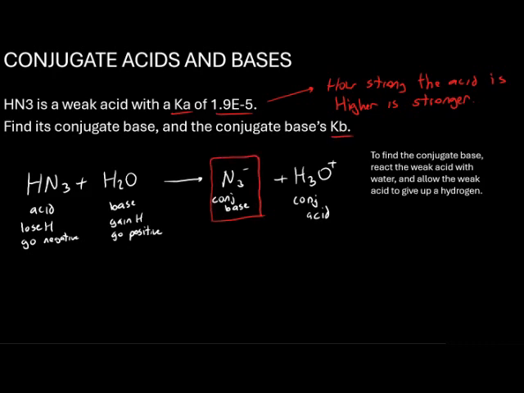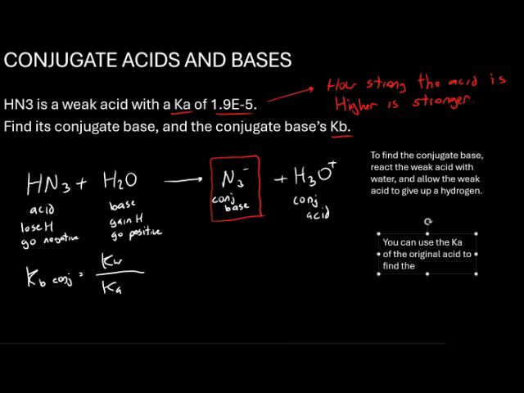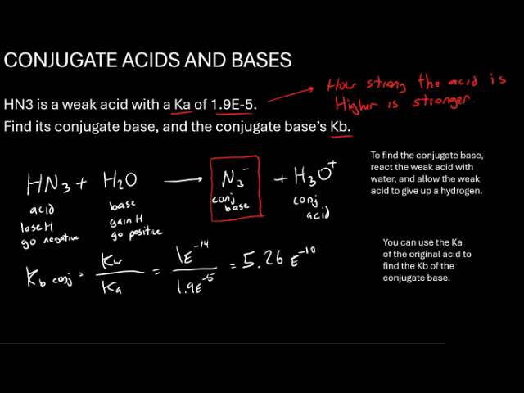Now we can find the Kb for that conjugate base with a little bit of algebra. The Kb of that conjugate will equal K water divided by Ka of the original acid. In this course, we can say that K water is 1 times 10 to the negative 14th power, and our Ka was 1.9 times 10 to the negative 5th. If we divide, this will give us the Kb of our N3 negative, our conjugate base. We end up with a Kb of 5.26 times 10 to the negative 10th power.